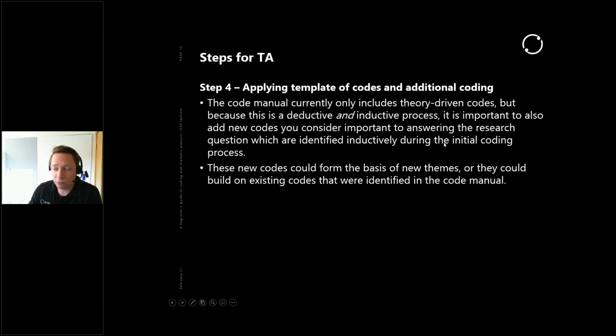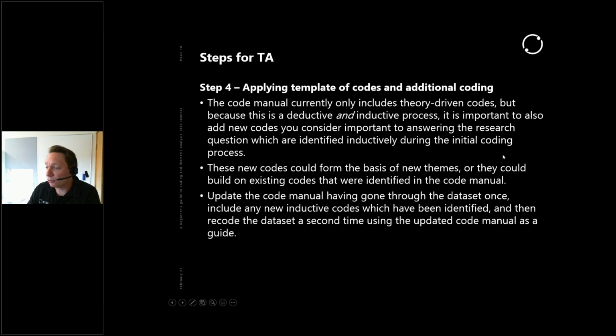These new codes could form the basis of new themes, or they could build on existing codes that were identified in the code manual. At this stage, I wouldn't worry too much. Instead, I would just focus on that engagement with the data and trying to be as robust with the coding as possible. As I said, update that code manual, having gone through the data set once. Include any new inductive codes which might be identified.